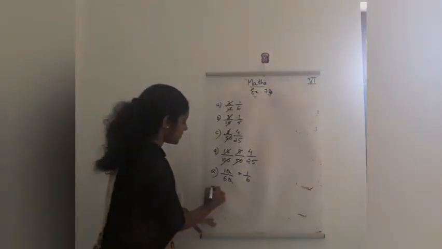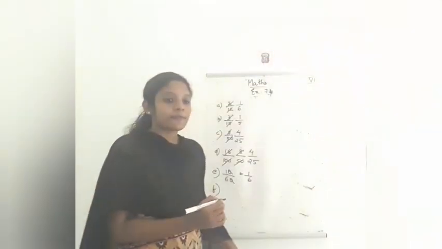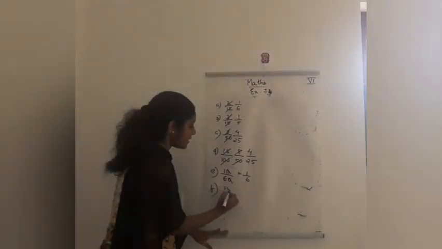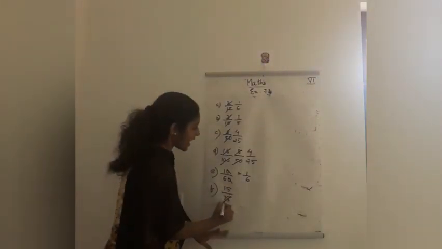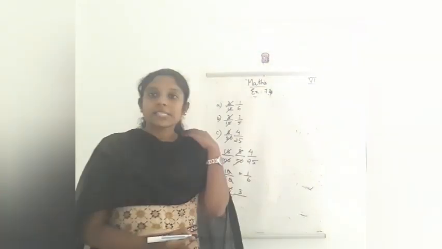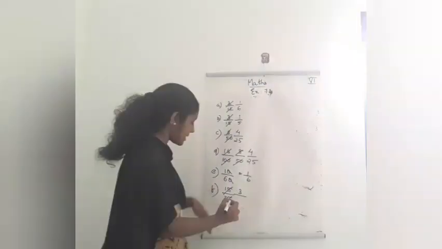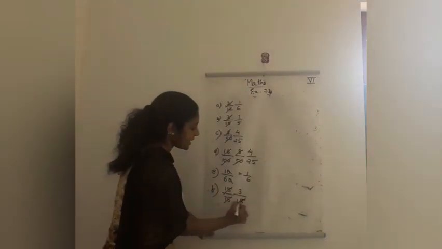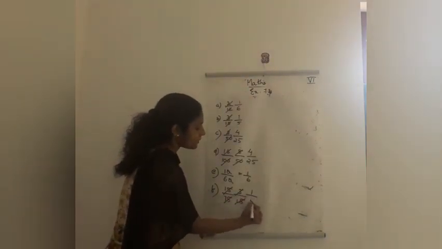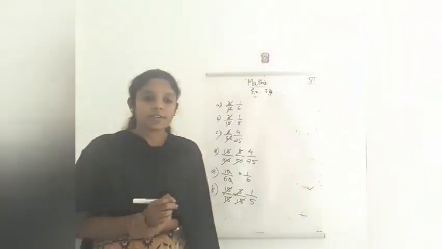Okay, so the next question is 15 by 75. 15 by 75, we can cancel the table of 5. 5 into 3s are 15. 75, we can cancel, right? Yes, it is 15. Again, 3 and 5, we can simplify to 1 by 5.